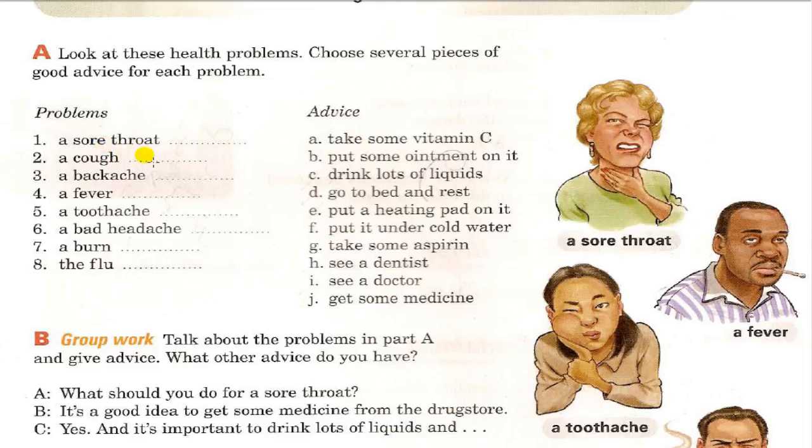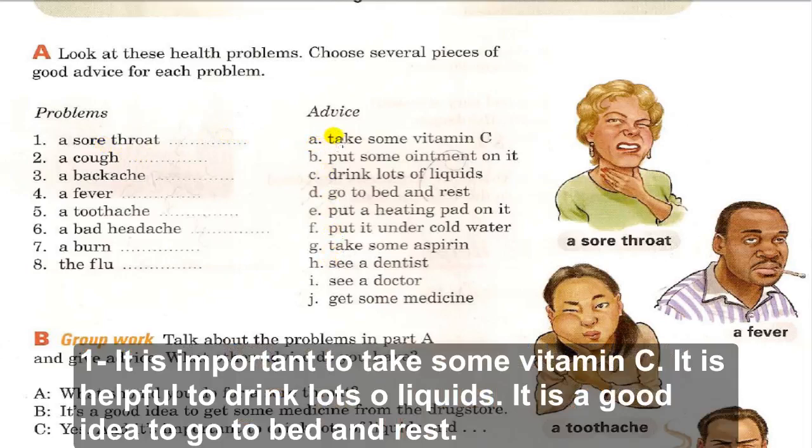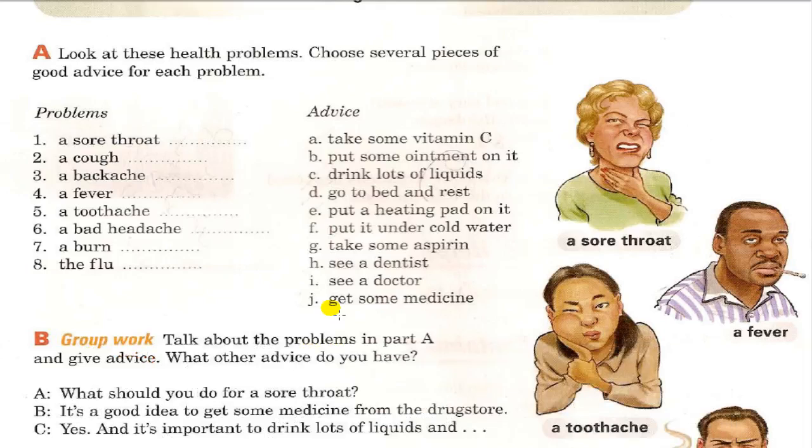Problem: a sore throat. Advice. A. Take some vitamin C. It's important to take some vitamin C. C. Drink lots of liquids. It's helpful to drink lots of liquids. D. Go to bed and rest. It's a good idea to go to bed and rest. I. It's helpful to see a doctor. J. It's important to get some medicine. Number one, sore throat, answers A, C, D, I, J. For each exercise item, you can choose 4 or 5 answers for every disease.